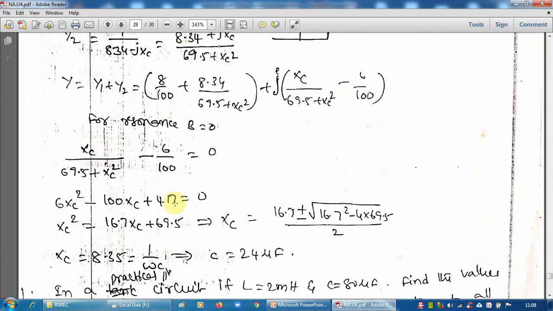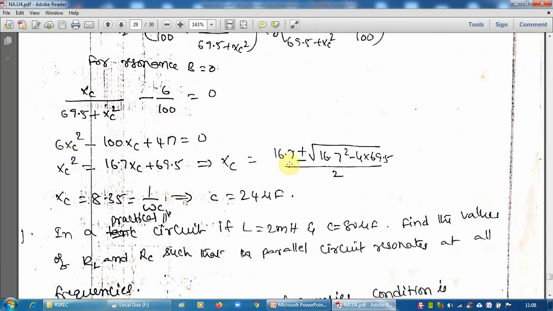We will be getting a quadratic expression, and if we solve it, we will get an Xc value equal to this. We get another value, negative or some other large value, which we can easily omit just with our knowledge. And Xc is equal to 8.35. From these two values we have taken Xc equal to 8.35.